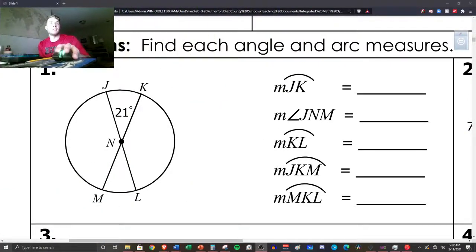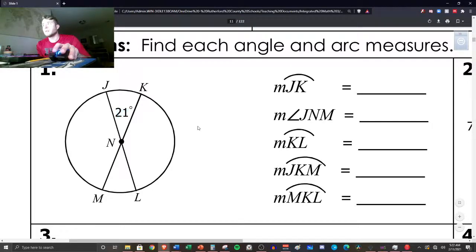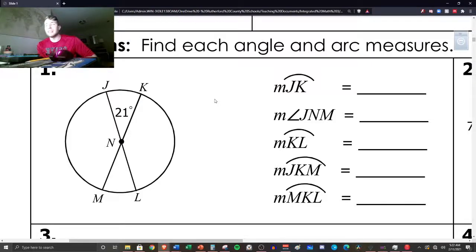Okay. The directions say find each angle and arc measures. All right. So it gives you this angle here, 21 degrees. I'm going to pause it and see if you can fill this in. Okay. So I'm going to give you a few moments to try to attempt this problem.